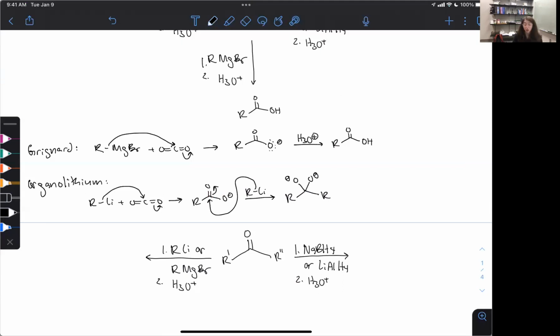So we get double addition. At this point, we cannot do anything else, right? Until we have a proton source, we are just stuck here. But once we get a proton source, we can end up forming the diol. And we've actually seen before during the chromic acid mechanism that the diol is in equilibrium with the carbonyl, right?